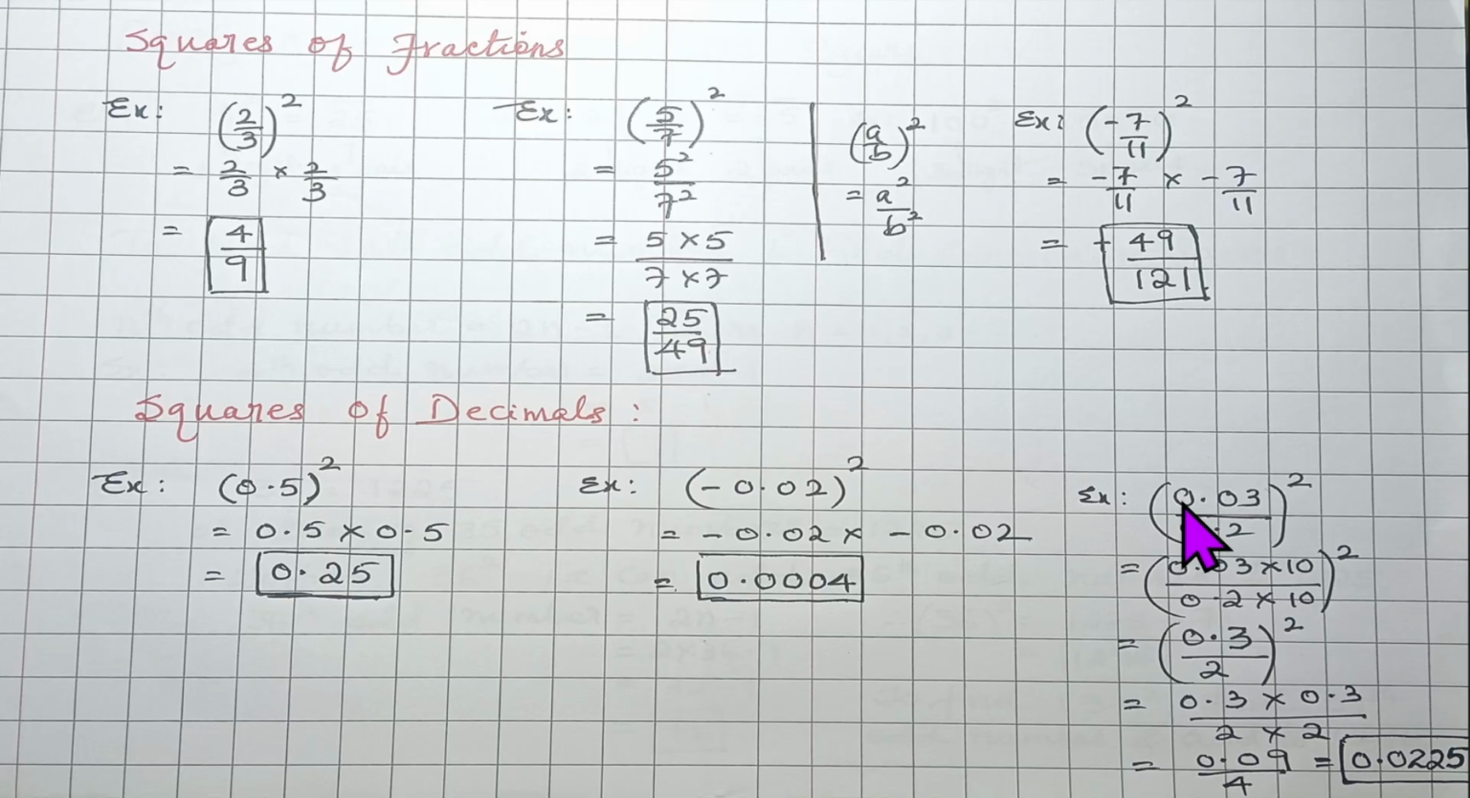Now if you want to find out the square of 0.03 upon 0.2 whole raised to square, first of all eliminate the decimal in the denominator, and therefore I multiply by 10 in the numerator and the denominator. I get 0.3, because 0.03 into 10 is 0.3, 0.2 into 10 is 2. Now square of that will be 0.3 into 0.3, and 2 square will be 4. So it will be 0.09 divided by 4. The answer is 0.0225. So that is how we find out the squares of fractions.